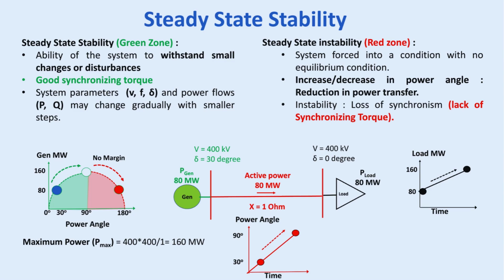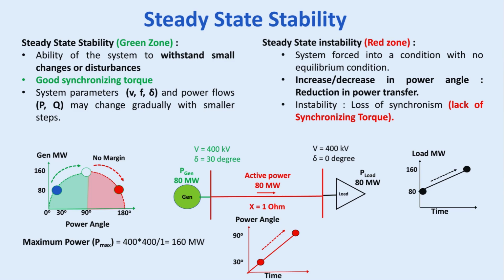Like the example given, 400 kV, 1 ohm impedance line. 0 degrees angle, 0 MW, 30 degrees angle, 80 MW transfer. Exactly. And that example calculates the maximum power, Pmax, for that setup as 160 MW, which occurs at 90 degrees. Right. So operating at 80 MW with a 30-degree angle is comfortably below that 90-degree peak. There's a clear stability margin showing the gap between the operating point, 30 degrees, and the theoretical limit, 90 degrees. So being in that margin is stable operation.